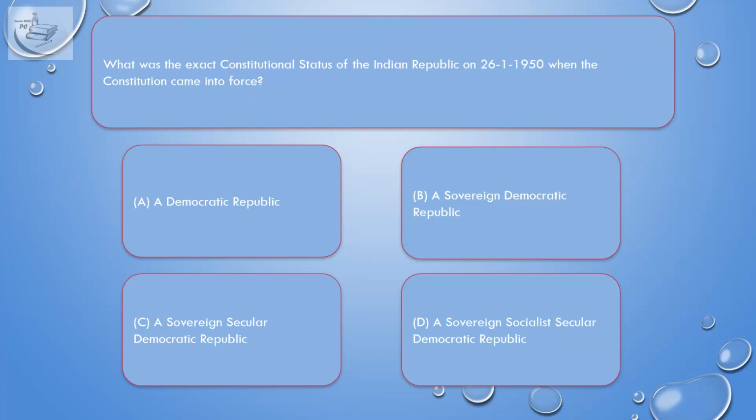Question: what was the exact constitutional status of the Indian Republic on the 26th of January 1950 when the Constitution came into force? A. A democratic republic. B. A sovereign democratic republic. C. A sovereign secular democratic republic. D. A sovereign socialist secular democratic republic. Correct answer is B. A sovereign democratic republic.